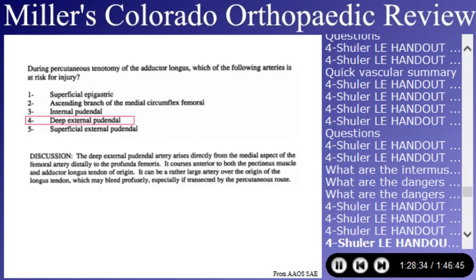Percutaneous tenotomy, adductor longus, pins and flings. Which of the arteries is at risk for injury? This one I'll spot him. I just probably would have missed that one.